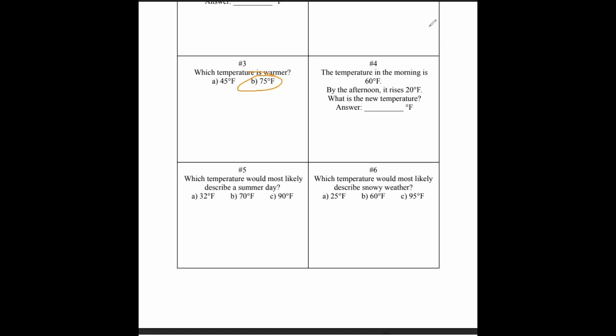The temperature in the morning is 60 degrees Fahrenheit. By the afternoon, it rises 20 degrees Fahrenheit. What is the new temperature? 60 plus 20 is equal to 80 degrees Fahrenheit.